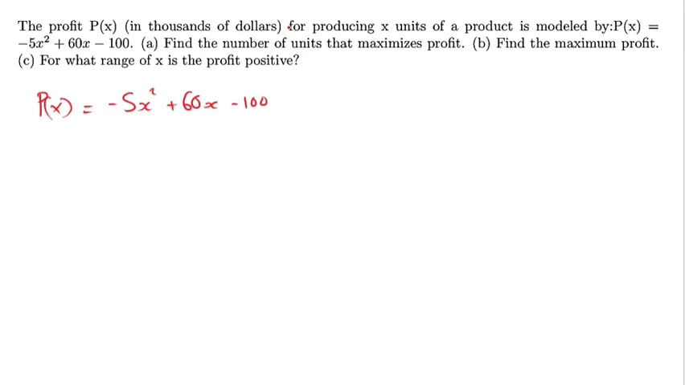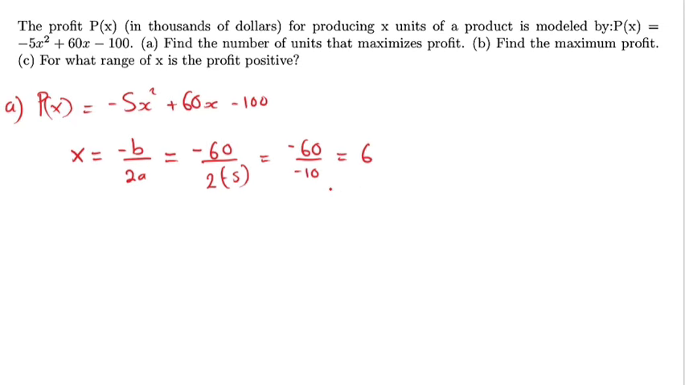To maximize the profit in this case, we have to find the turning point of this quadratic equation, or the x-coordinate of the vertex. The x-coordinate of the vertex is given by x equals negative b over 2a, because the maximum point is simply the turning point of the entire graph. From the quadratic equation, b is 60 and a is negative 5. So this gives us negative 60 divided by negative 10, which is 6.